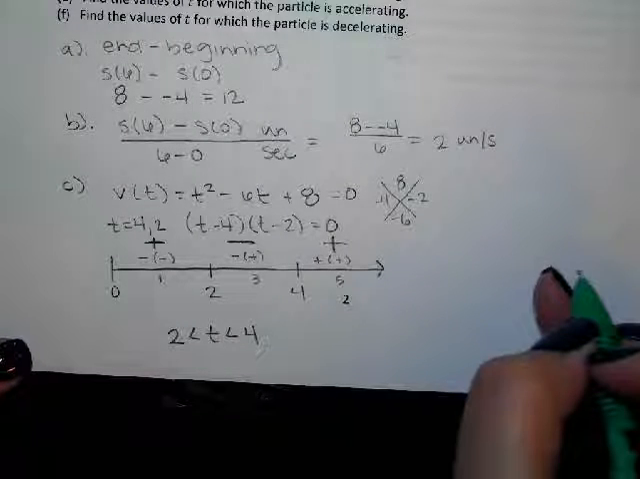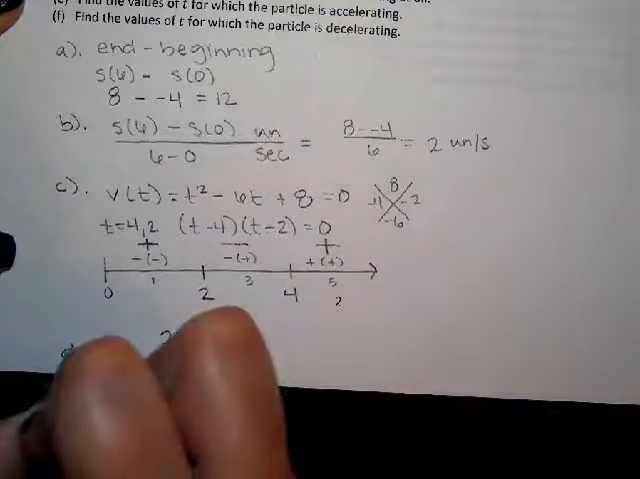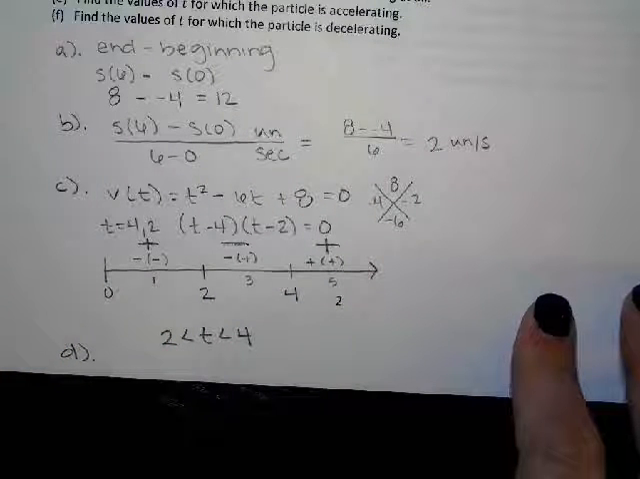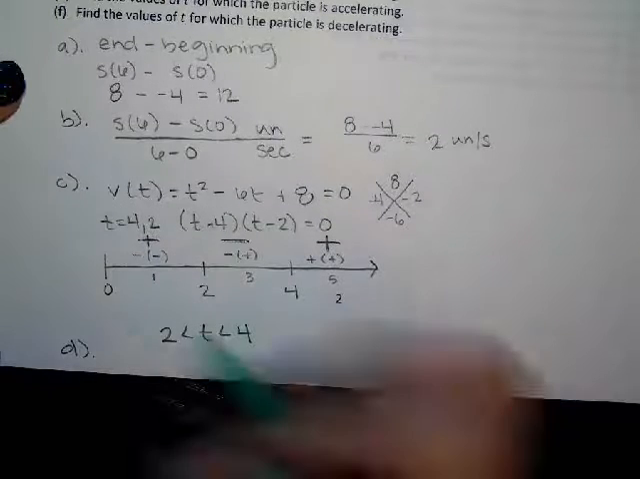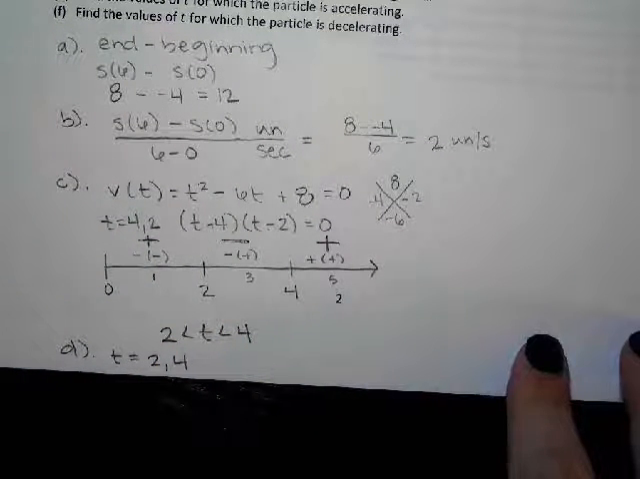All right, find the values for t for which the particle is not moving at all. What are those values? 2 and 4. That's where your velocity is 0.